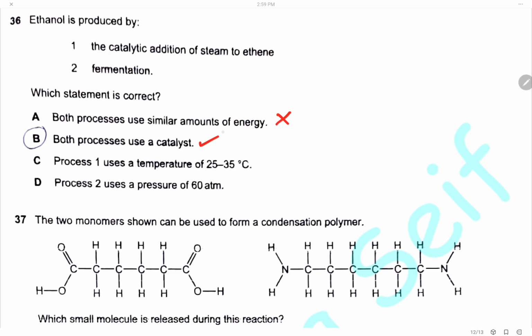Both processes use a catalyst. This is correct. In fermentation, we are using a catalyst also because the enzymes of the yeast are a catalyst in this process. Process 1 uses temperature 25 to 35. This is wrong. And process 2 uses the pressure 60 atmospheres. This is of course wrong. It's only fermentation under the normal atmospheric pressure. So the only correct statement is B.